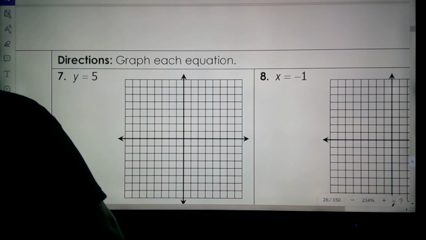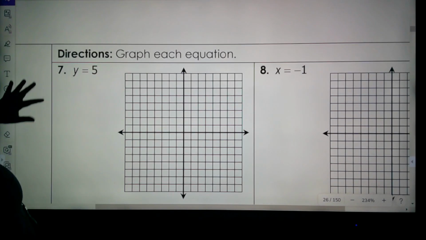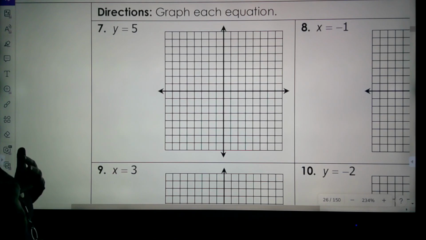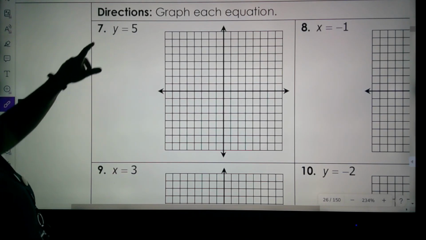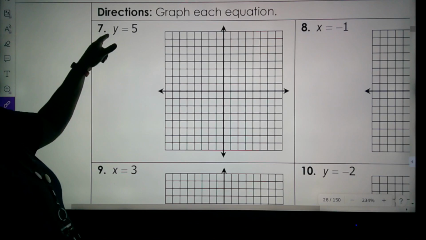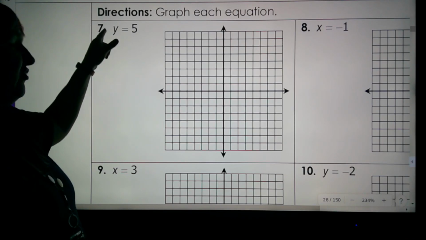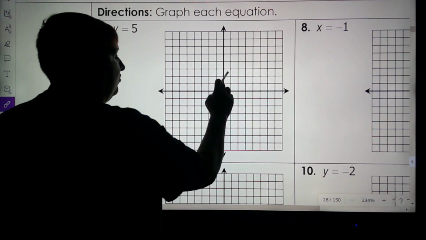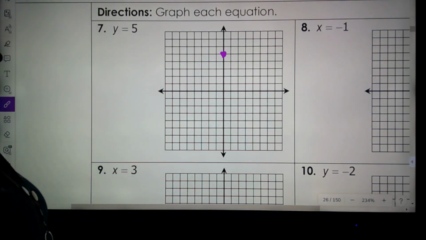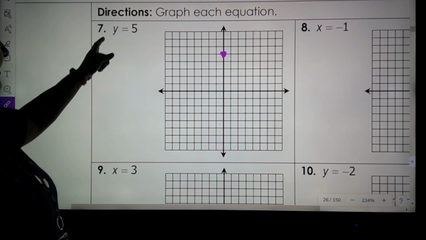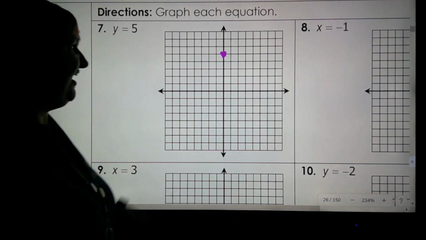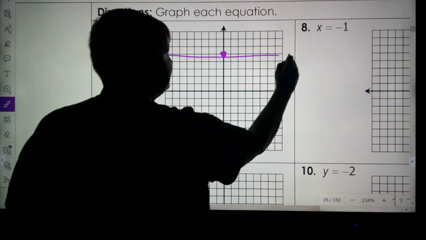Moving on to number 7. This time they give us the equation, and we have to draw the line. What you need to remember is if it says y is equal to 5, you put a point on the y-axis at +5. 1, 2, 3, 4, 5. A nice clear dot. And because it's y, it's going to be parallel to the x-axis, so your line has to go like this.